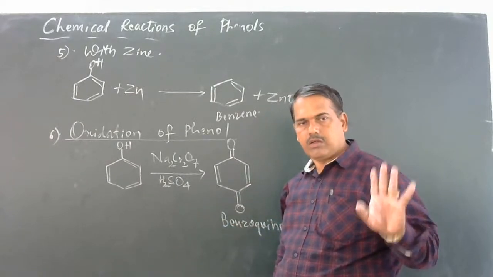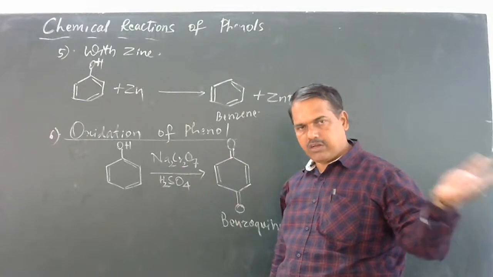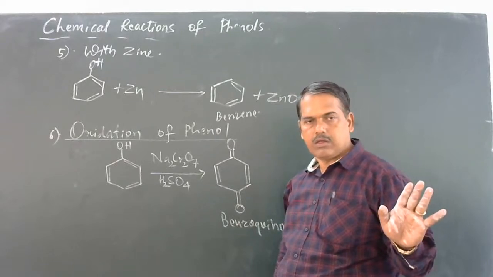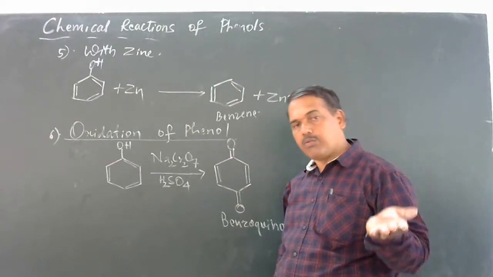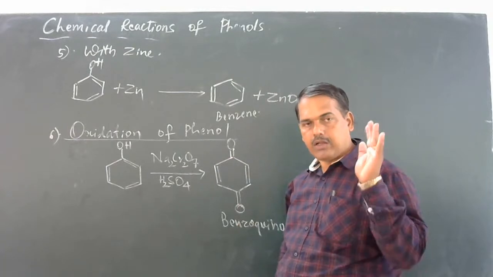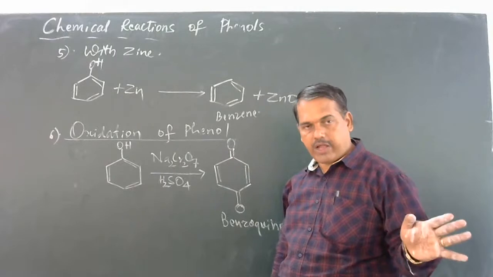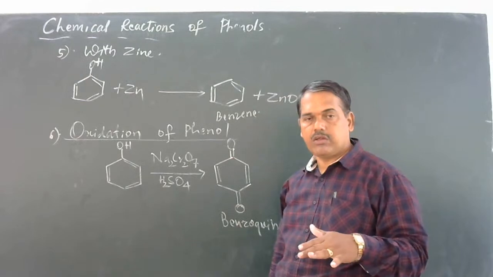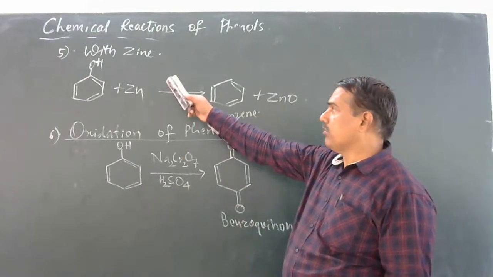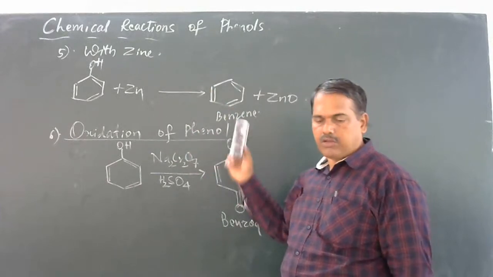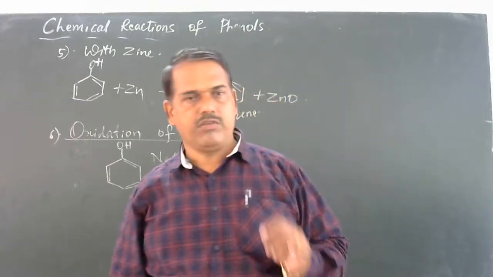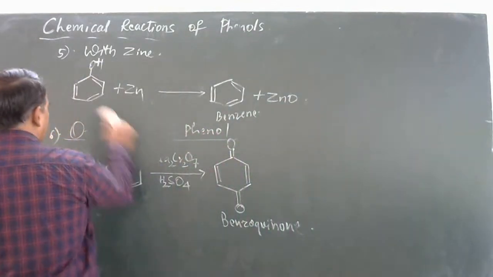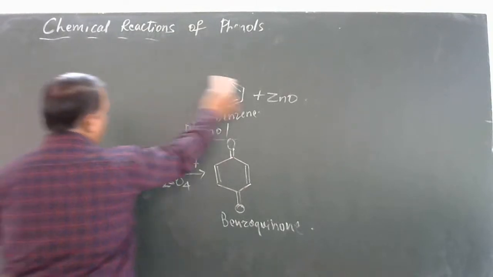So we studied nitration with the dilute nitric acid and concentrated, and again we studied bromination with the bromine, and again with the bromine water, and then we discussed the Kolbe reaction, and we discussed the Reimer-Tiemann reaction, and now we discussed the reaction with zinc and the oxidation of phenol. So this completes the chemical reactions of phenol. So we shall revise what are the reactions we studied for phenol.